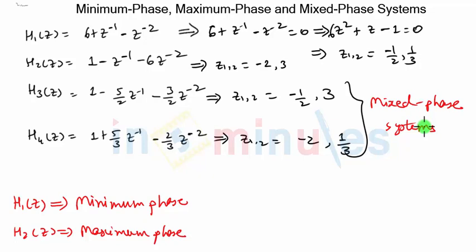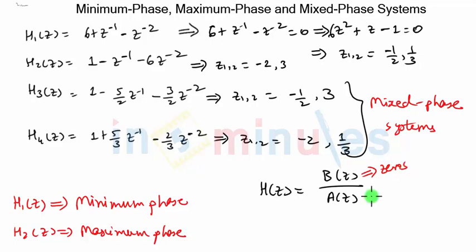Now I can extend these definitions to IIR filters also. For IIR filters, we will have a system function H(z) in the form, let's say, B(z) upon A(z), where B(z) is a numerator polynomial and A(z) is a denominator polynomial. From the numerator polynomial we get the zeros of the system, from the denominator polynomial we get the poles of the system.